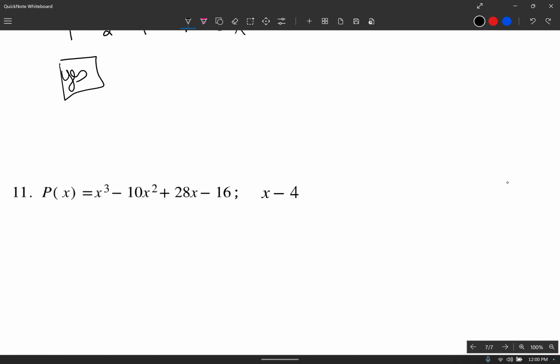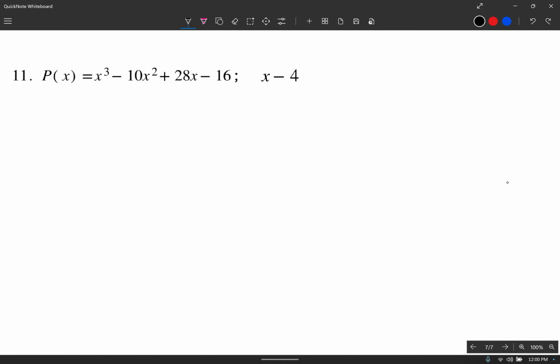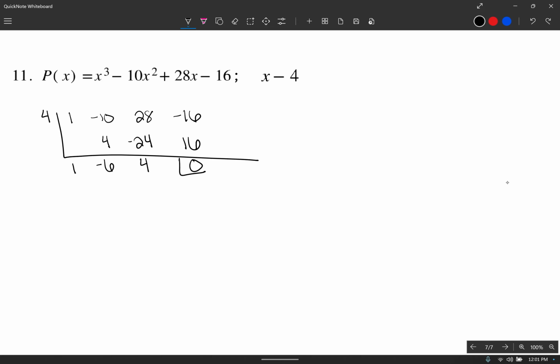this is a factor. All right, so the number on the outside will be a 4. Again, not missing anything. So I have 1, negative 10, 28, negative 16. I drop the 1. 4 times 1 is 4, plus negative 10 is negative 6. Negative 6 times 4 is negative 24, plus 28 is 4. 4 times 4 is 16, plus negative 16 is 0. Since I got a remainder of 0, yes, x minus 4 is a factor.